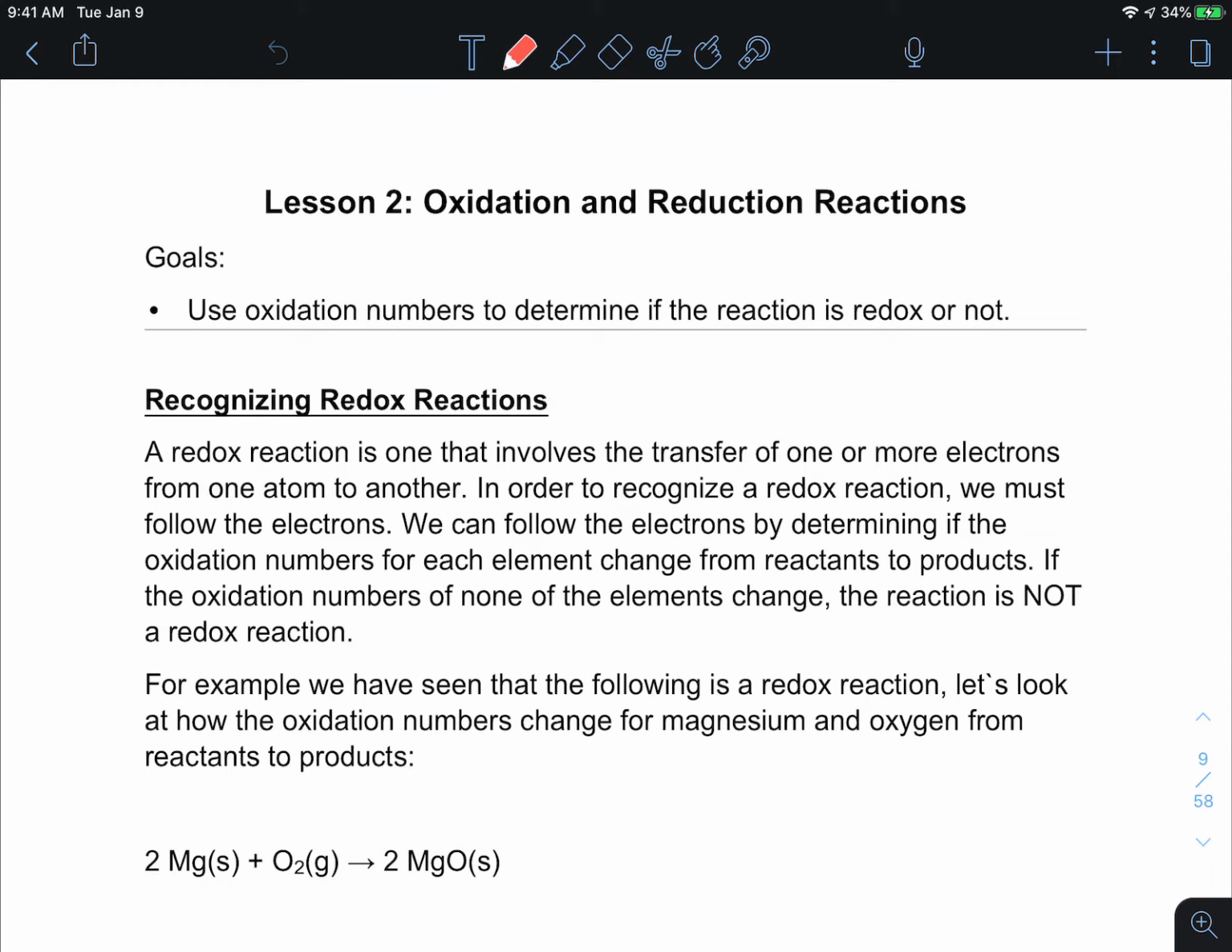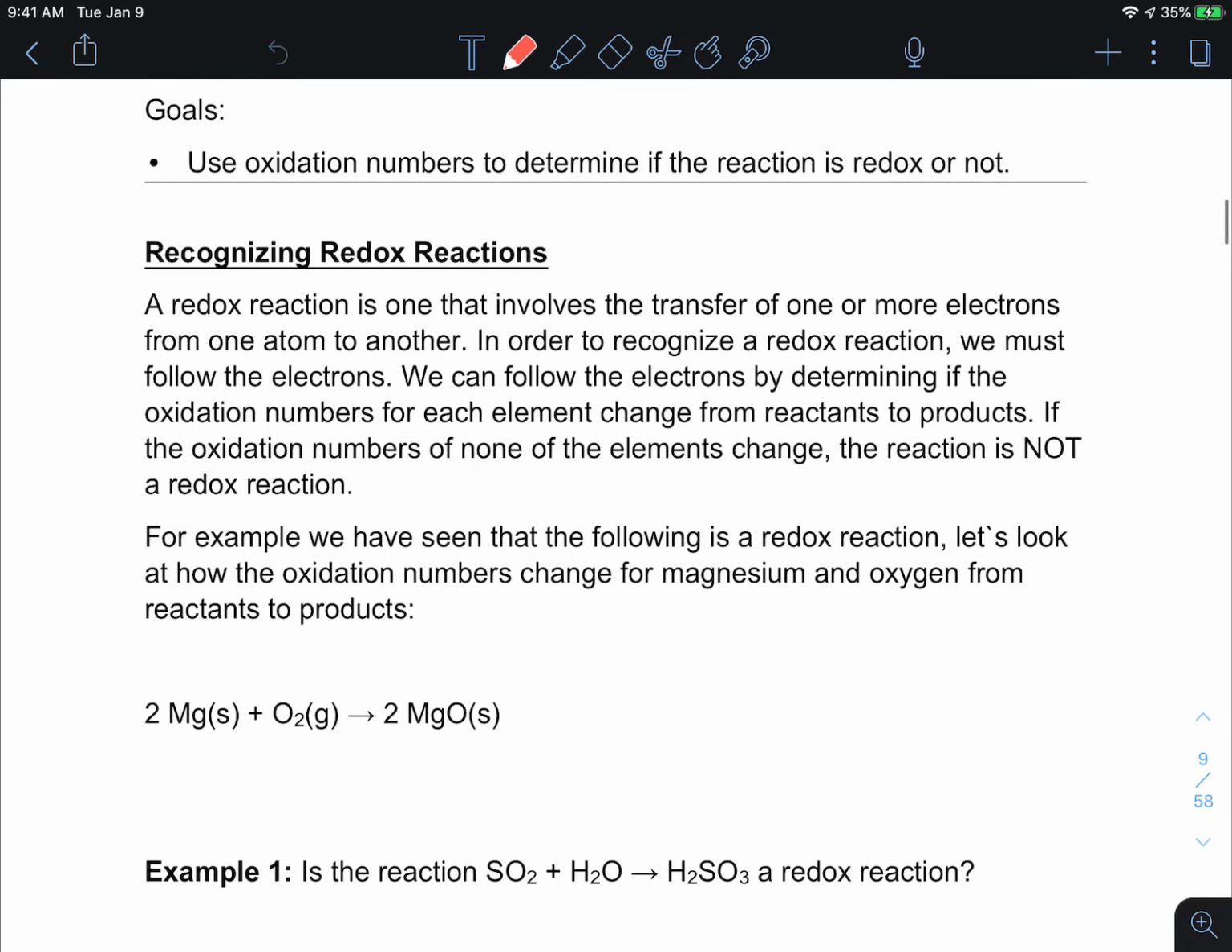Hello everyone, today we're going to be talking about lesson 2 of electrochemistry, oxidation and reduction reactions. This should be a very brief lesson, especially if you watched the previous one. To recognize a redox reaction, you simply need to identify whether the oxidation numbers have changed. And if they have changed, then we can start to do some interesting things with them, like measuring how many electrons have actually changed atoms.